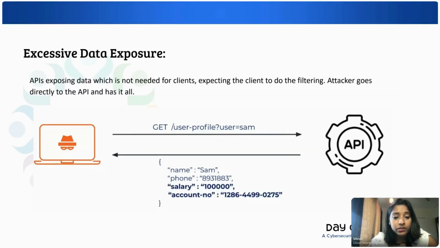Excessive data exposure. APIs expose data which is not needed for clients, expecting the clients to do the filtering. Attackers go directly to the API and have it all. It includes personal data like salary, account number, phone number. All these are exposed with the API call, and any attacker can just extract this info by just looking into the API calls.